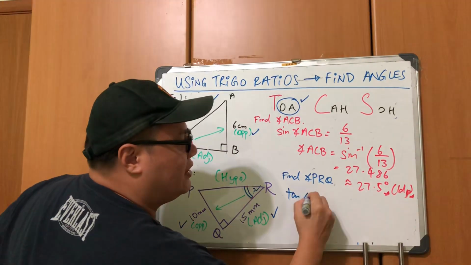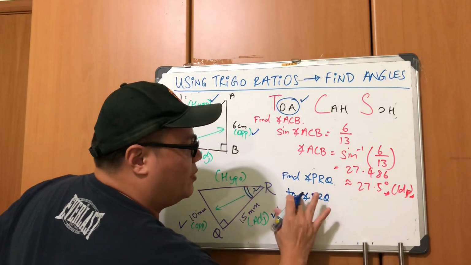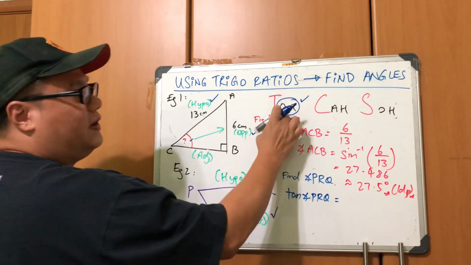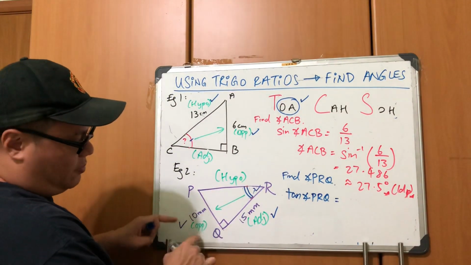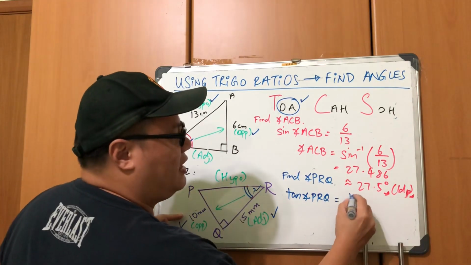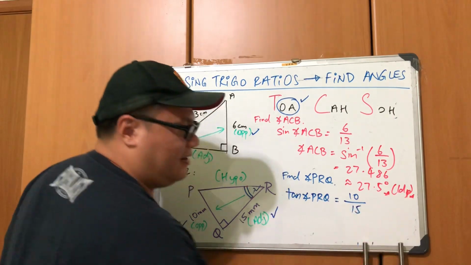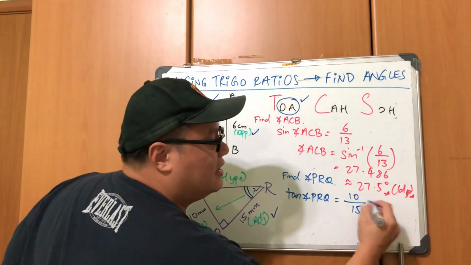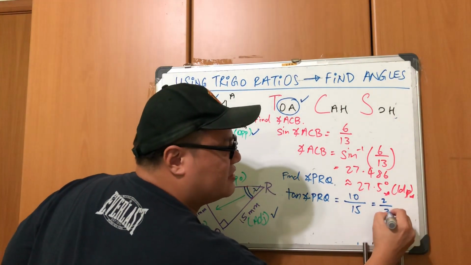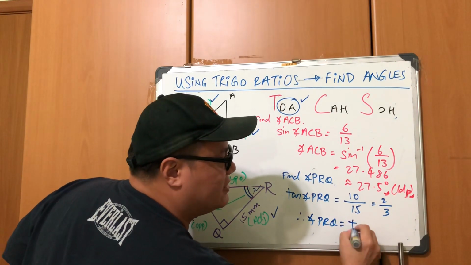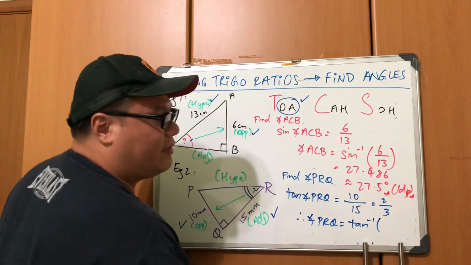Tangent of angle PRQ. Remember, tangent is little t. Tangent equals opposite over adjacent. What's my opposite? My opposite is 10. So I write 10. What's my adjacent? Adjacent is 15. If you want to, you can simplify this. Divide by 5, this is 2. Divide by 5, this is 3. Therefore, angle PRQ is equal to tangent inverse of 2 over 3.